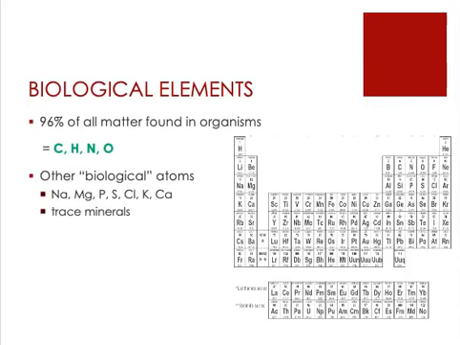Now, that doesn't mean that we don't see other elements inside cells. Of course we do. There are other biological types of elements like sodium and magnesium. We bump into phosphorus and calcium and potassium and lots of other elements. But most of the molecules that are important biologically are composed of only 4 elements. Those are the ones that we need to understand in terms of their chemistry.